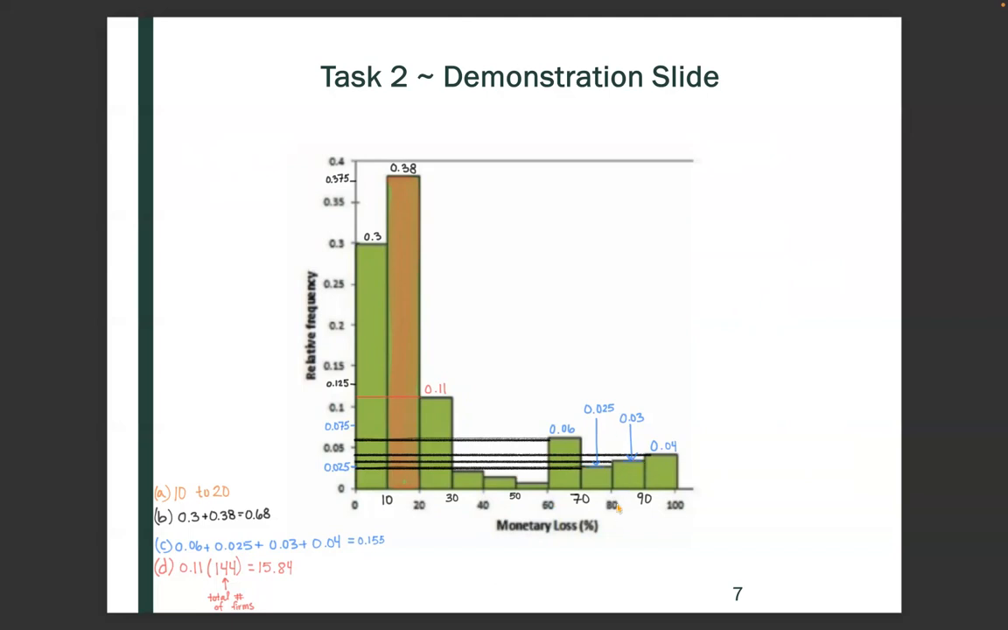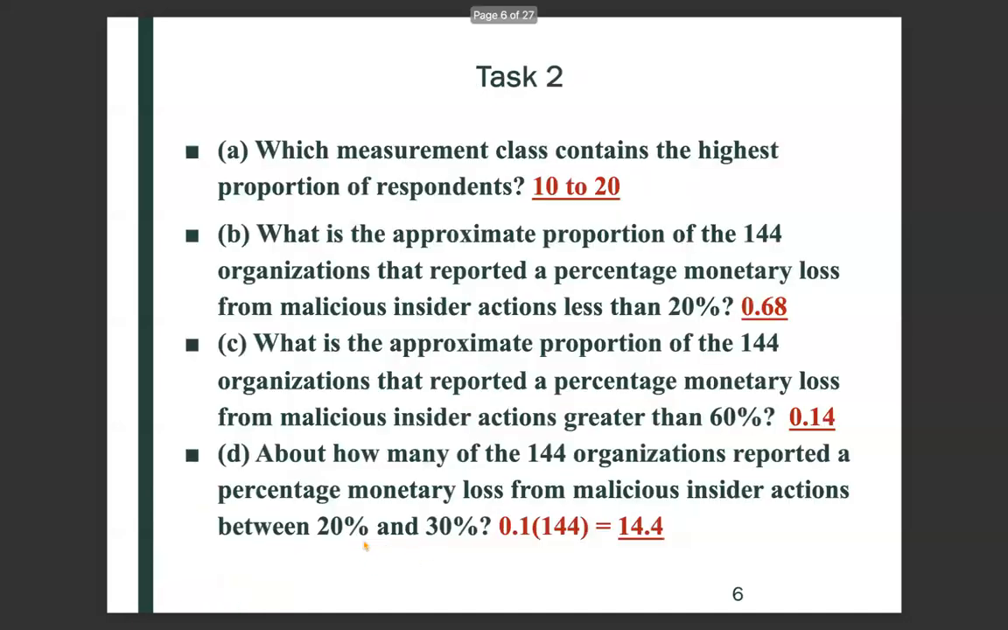Here, from 80 to 90%, if I follow that line, oops, sorry, it's hard with the mouse, that's approximately 0.03. And then from 90 to 100%, the height of that last bin is around 0.04. So if you add those together, I got around 0.155, but this is just an estimate. The professor got 0.14, but it's in that ballpark.